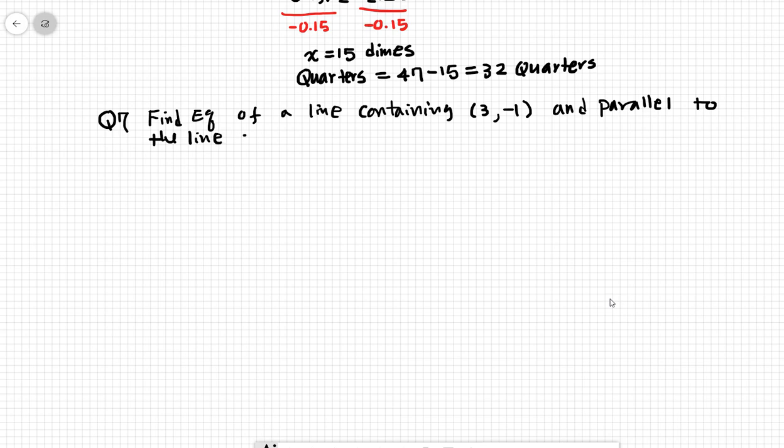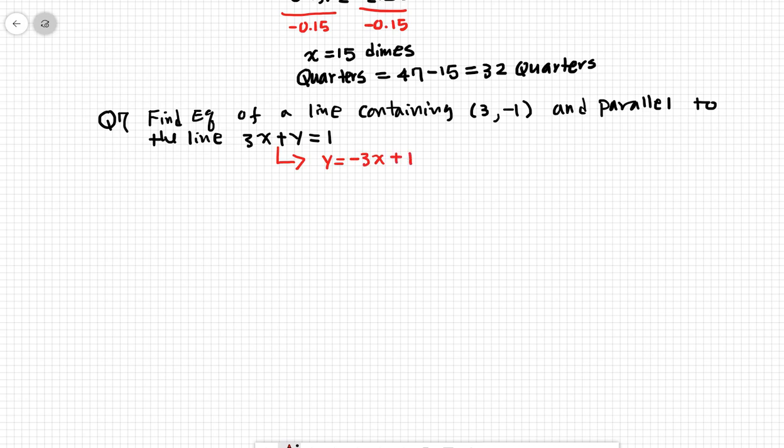3x plus y equals 1. Now remember, if two lines are parallel, their slopes are the same, right? So from 3x plus y equals 1 here, we can find out what the slope is. We can rewrite this in slope-intercept form. Subtracting 3x from both sides, I have y equals minus 3x plus 1.